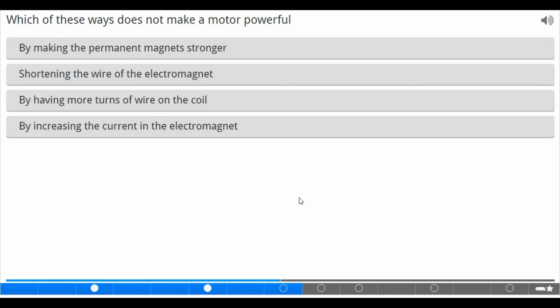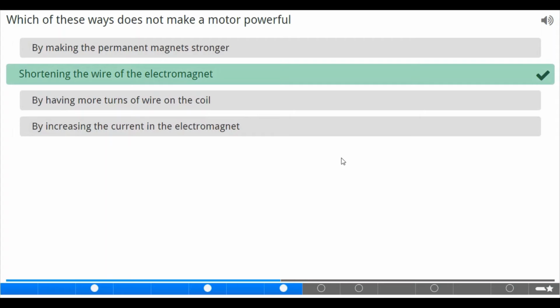Now, option C, by adding more turns of wire on the coil. Yes. By increasing the current in the electromagnet. Yes. So the right option will be shortening the wire of the electromagnet. That is it.